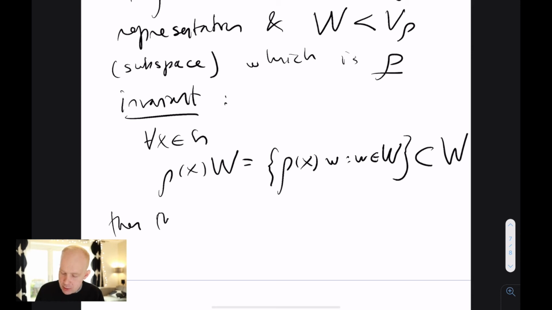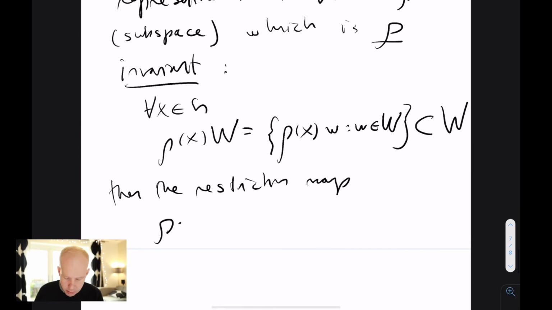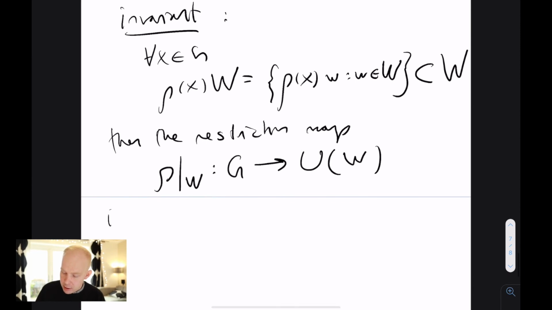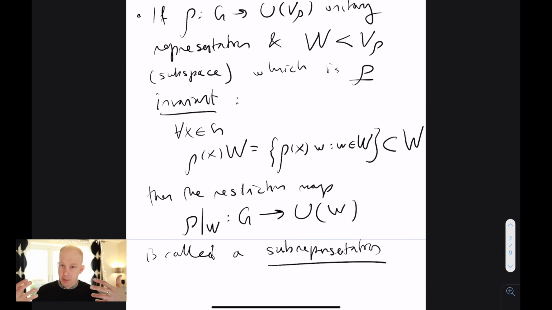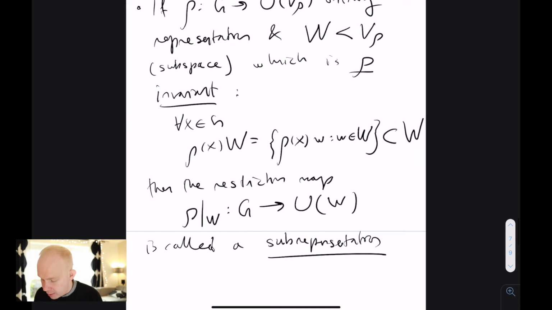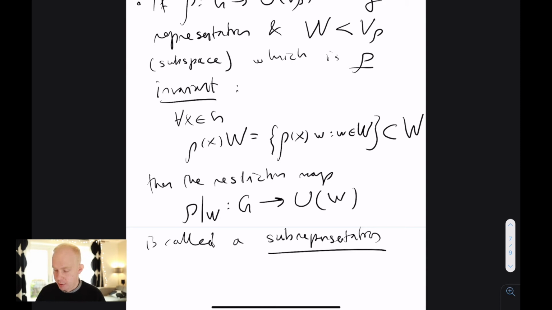Then the restriction map, which is rho restricted to this W, is again a map from the group, but we map just to the unitary maps within this W, and it is called a subrepresentation. So we can take any representation and a subspace, then we can create a subrepresentation if it's an invariant subspace in this sense. So the invariance is used for the fact that we know it always maps all these points inside the same space for any group element x in G.